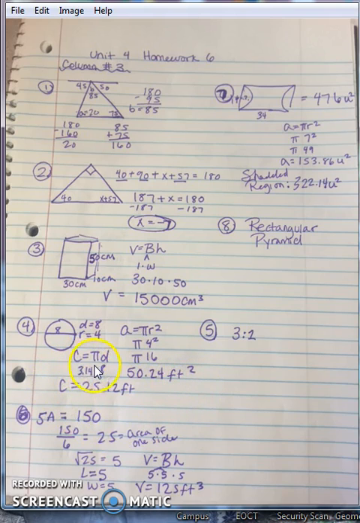Alright, our circumference is pi times the diameter. So if our diameter is 8, therefore it would be 3.14 times 8. Okay, so the circumference would equal 25.12 feet.